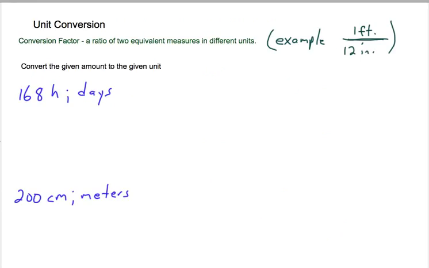Alright, now we're going to talk about unit conversion. In order to do unit conversions, we need to know what a conversion factor is. It's a ratio of 2 equivalent measures in different units. Here's an example: 1 foot over 12 inches. All conversion factors are equivalent to 1 because 1 foot and 12 inches are the same thing, and if you divide the same thing by itself, you get 1. That's going to be important because we're going to be multiplying by conversion factors.